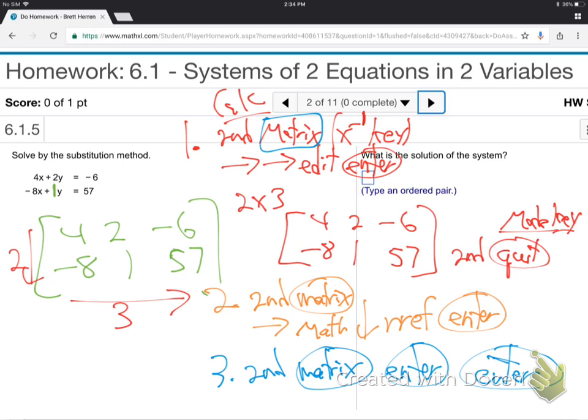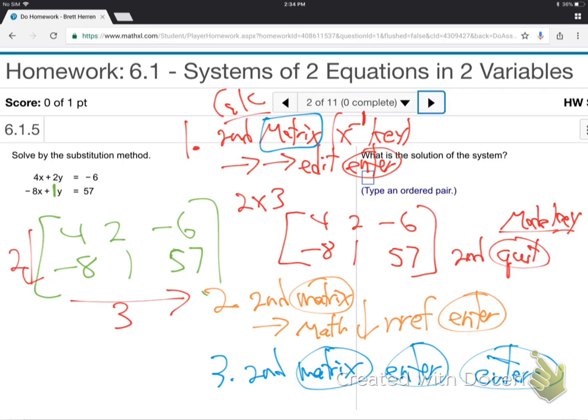Every time we keep going second matrix, going in and out of the matrix menu, go across to the math menu and go down to the RREF menu, hit enter. Step 3, back into second matrix. Oh, I forgot the second quit. Here it was, second quit, which is above the mode. And second matrix is the third time, and enter. So there it is.